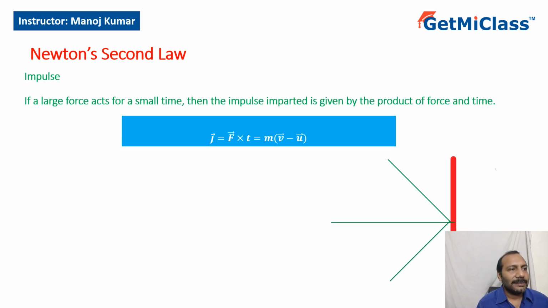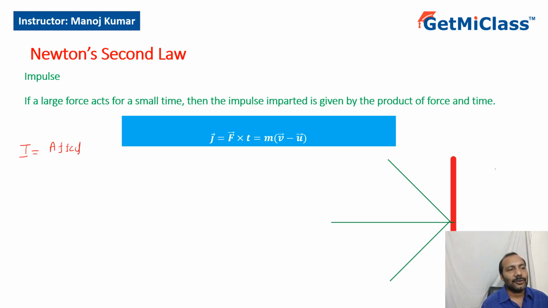The next concept that we look into is impulse. Now what is this impulse? If a large force acts for a small time on a body, then the impulse imparted is given by the product of force and time. So impulse is the product of force and time. It is equivalent to the change in momentum also. So I can say impulse is the effect of force.